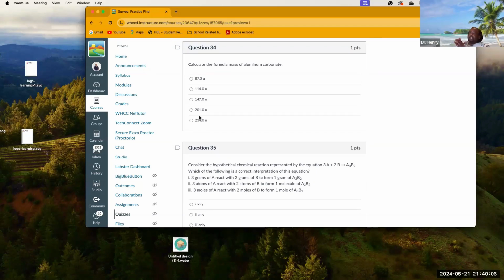Okay, calculate the formula mass of aluminum carbonate. First thing we have to do is write the chemical formula for aluminum carbonate. Can you guys help me out with that? Again, brain fried. Okay, so it's Al, capital A, lowercase l, capital C, capital O. Is there anything else that we need to add to that?